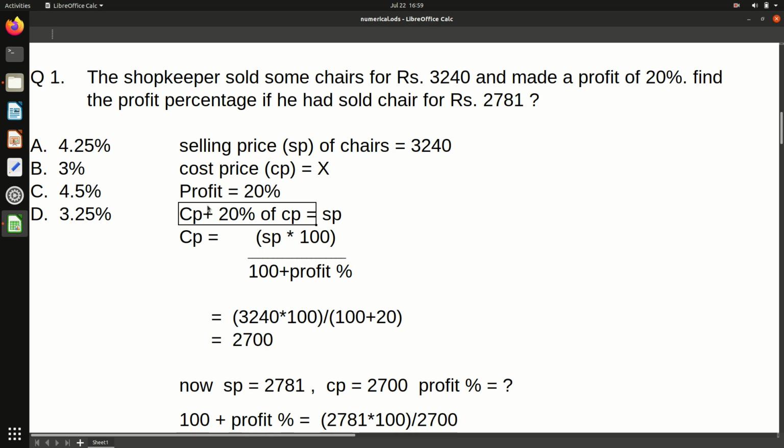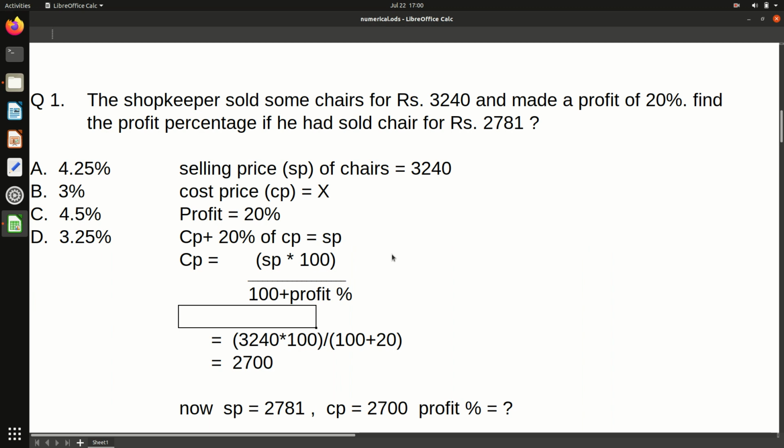You can put CP equals X and then X plus 20% of X equals SP. Or there is a direct formula: CP is equal to SP into 100 divided by 100 plus profit percent. This is the formula if you have been given SP and profit percent. We will just apply this formula and we will get the solution. I have discussed both the methods. If you want, you can remember the formula. If not, you can go the normal way.